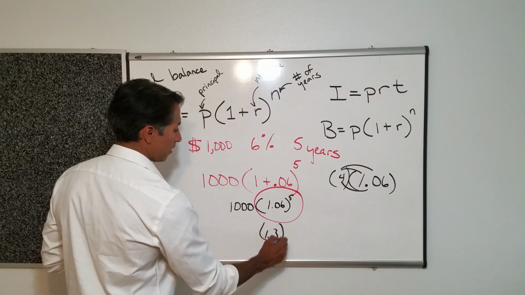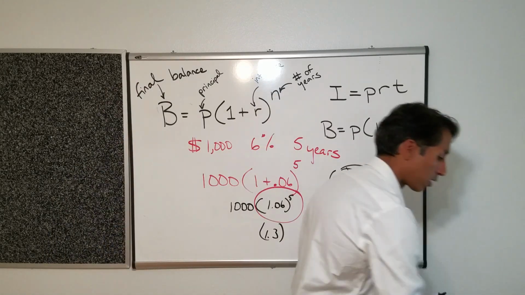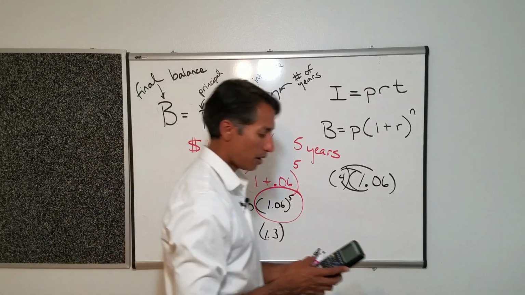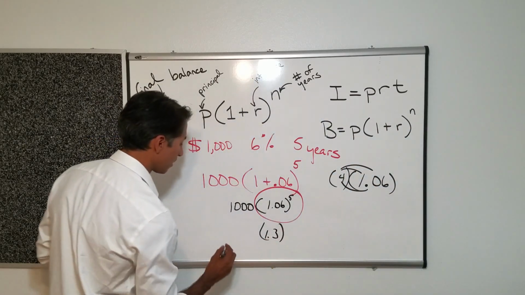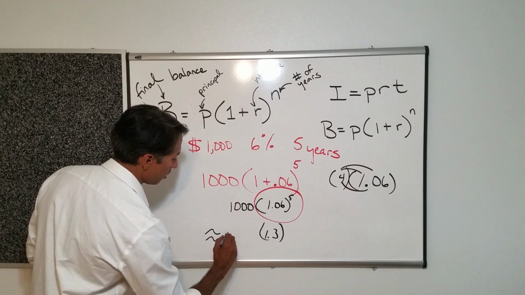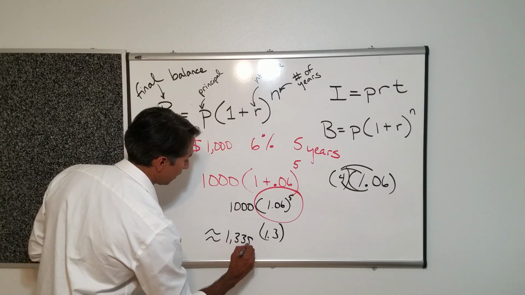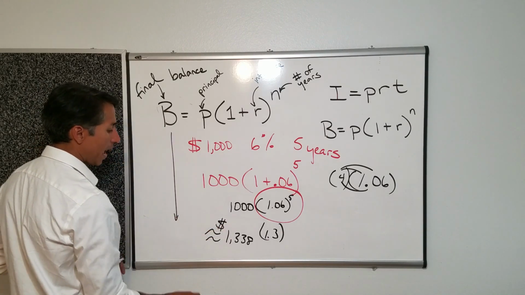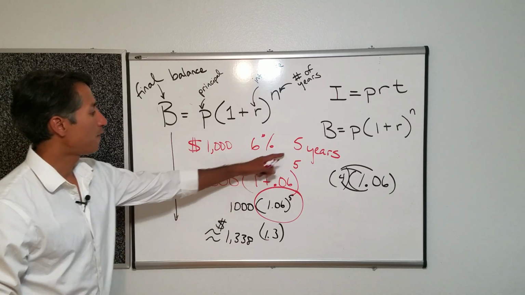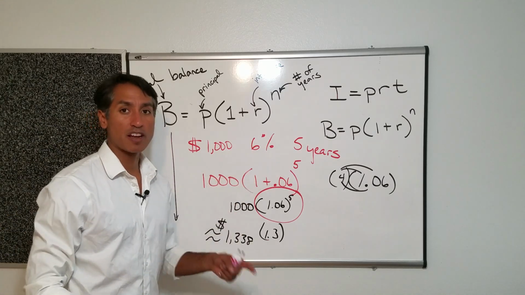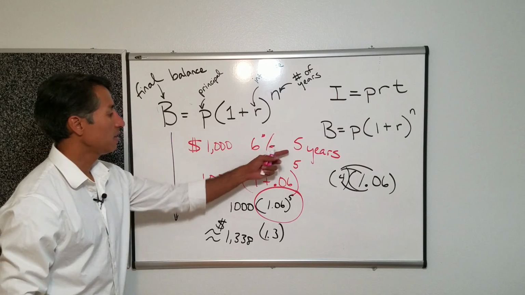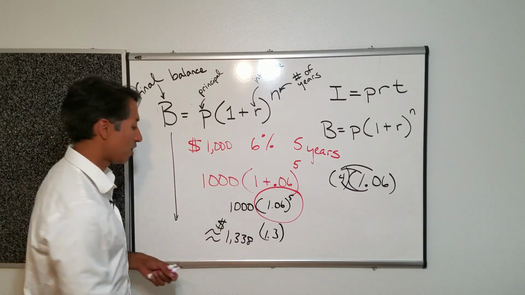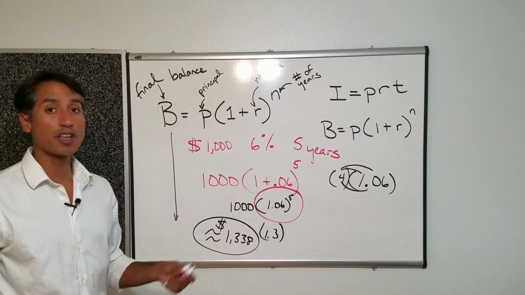1.3 times 1,000, right? Because we got to keep working through this thing. So times 1,000 is about $1,338. It is in dollars. So we'll say that the final balance after 5 years at 6% being compounded annually would be around $1,338.